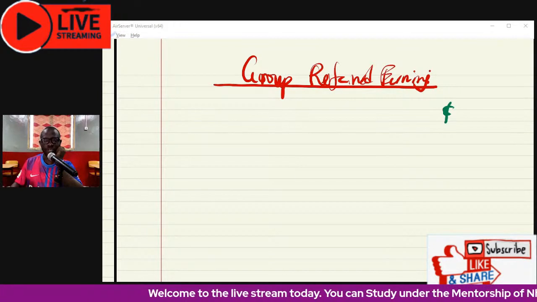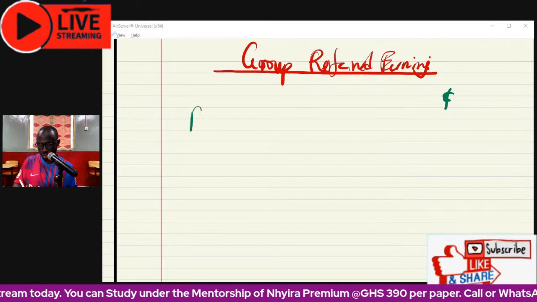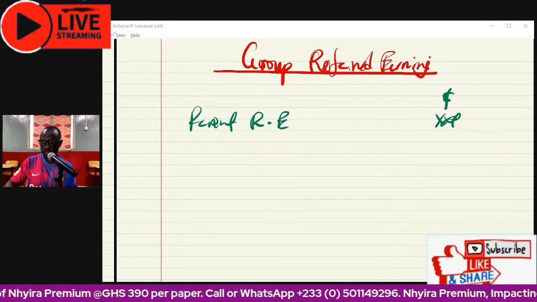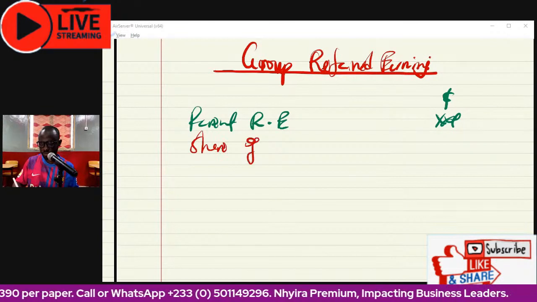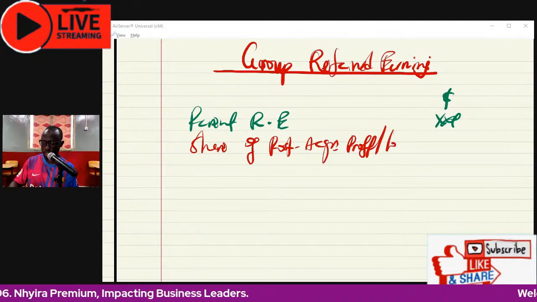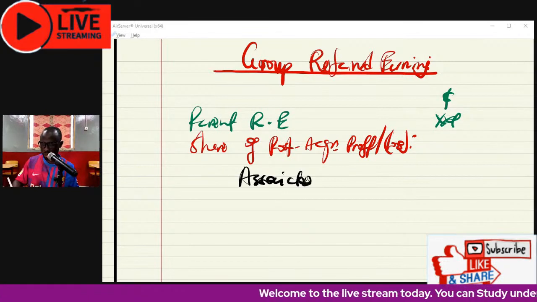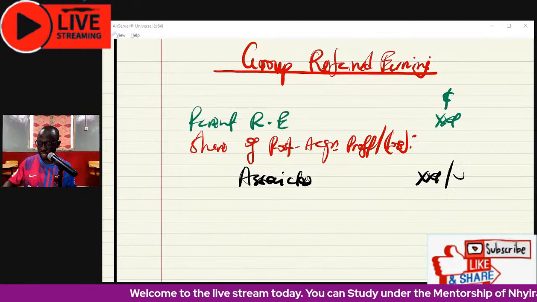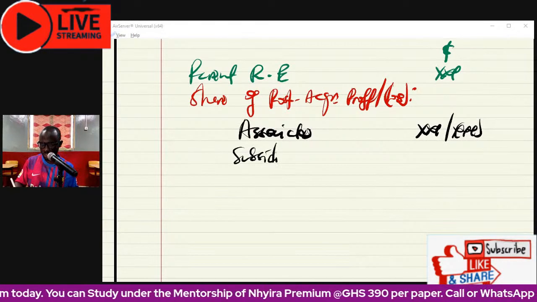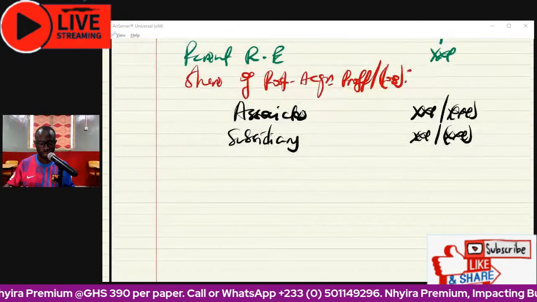So when it comes to the group retained earnings, this is where you are bringing the double entry of everything that we've said already. So you bring the parent's profit or the parent's retained earnings. Then we'll bring share of post-acquisition profit or loss. Now remember, if there is an associate, we'll bring it up. If it's a profit, you add. If it is a loss, you deduct. Then from the subsidiary, our share of their profit will also come. If it is profit, you add. If it is a loss, you deduct in that case.